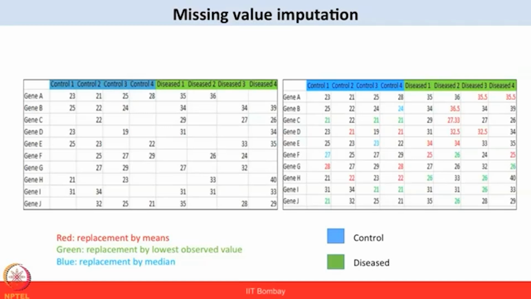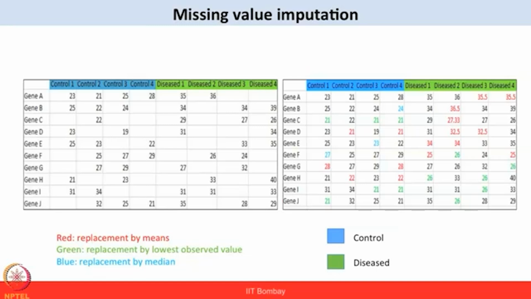Again, if you look at the replacement by median, highlighted in blue, for gene E the control samples have values 23, 25 and 22. These are the 3 observed values among the 4 control samples. So we can impute the missing value using the median, 23, for gene E in the control 3 sample. This is the method of median based missing value imputation.